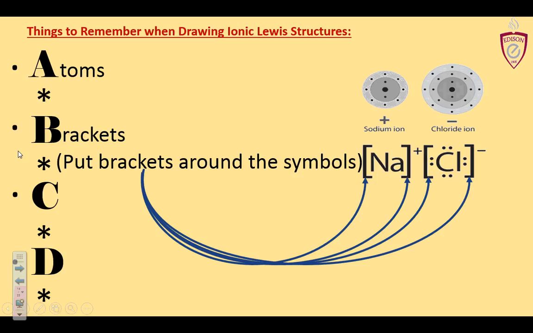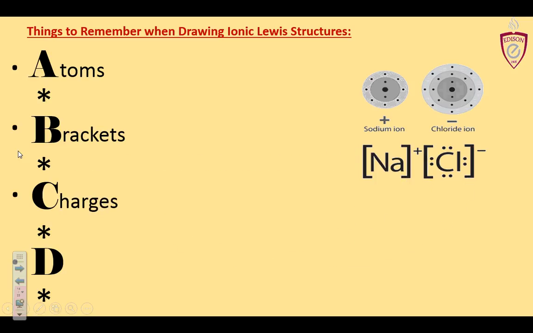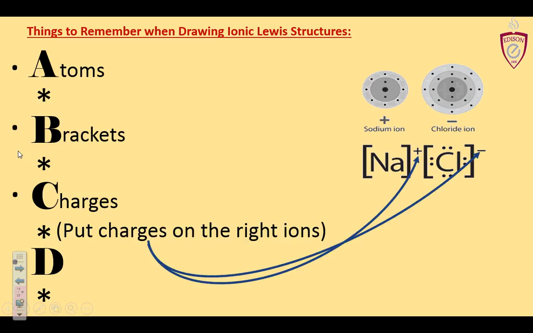So we put the brackets around it to show that it's an ion, because outside of the bracket, we put the charges for the ion. The plus on sodium here shows that it has lost one electron. And the minus on the chlorine there shows that it has gained one electron. So the brackets signify that an ion is in play, not an atom.